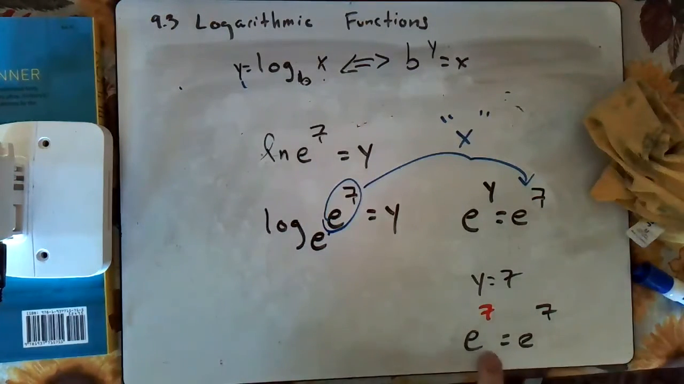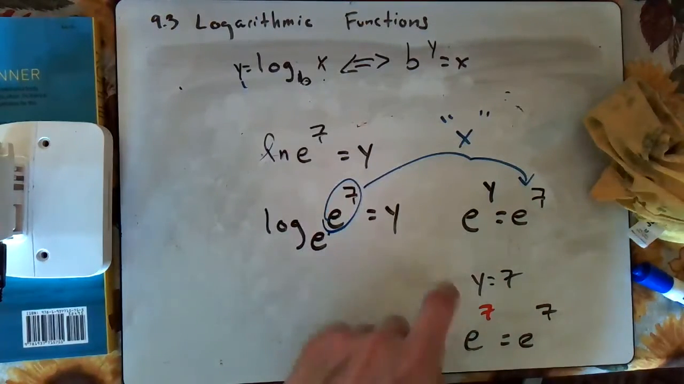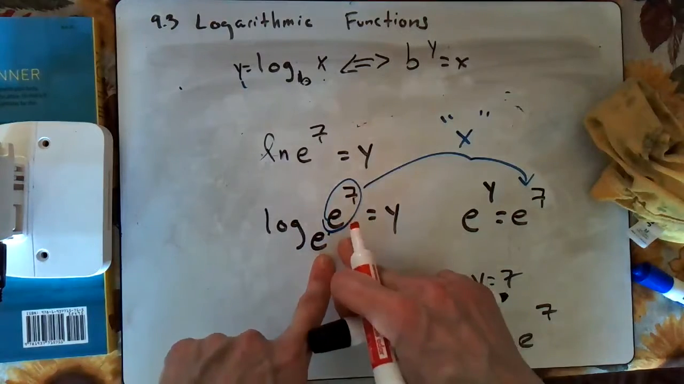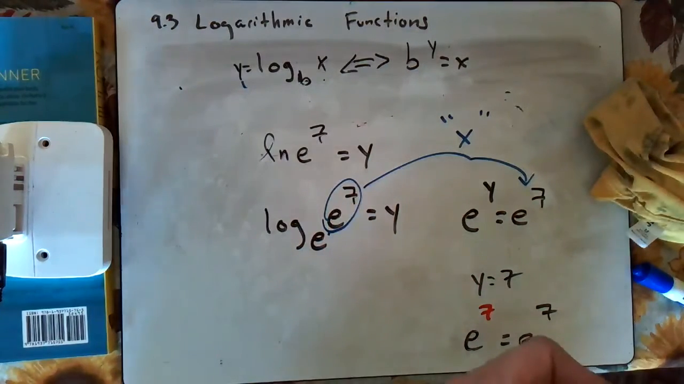Because that's what the equal sign means. It must be true on both sides. You have to have a true statement. It must be the same thing. This is another little property that kind of pops up. Again, I mentioned it before. If the base and this match, whatever's left on the outside, that's the answer right there.